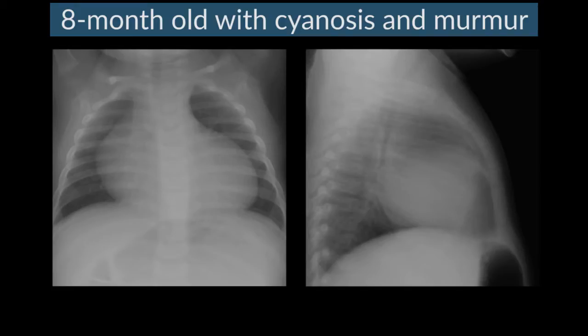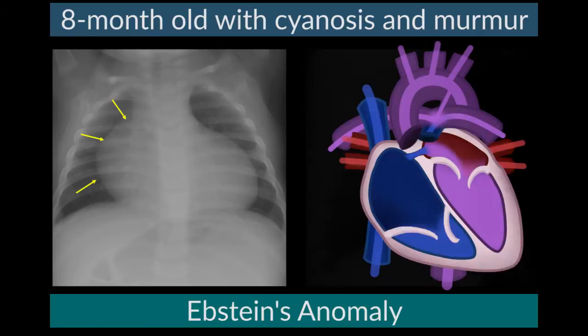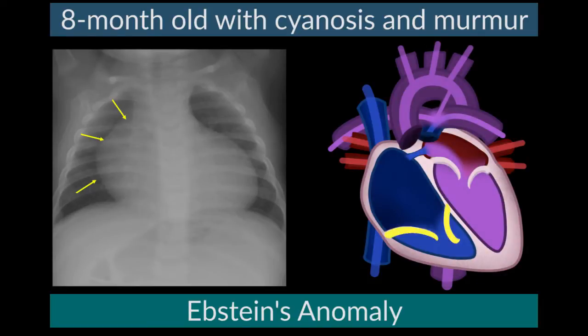Here, our first child, we have an 8-month-old who presents with cyanosis and a murmur, and we see that there is diffuse cardiomegaly, but specific enlargement of the right atrium. The atrium is bulging laterally, and on the lateral view, we can see that the right atrium also extends behind the trachea. This is a congenital abnormality of the tricuspid valve with enlargement of the right atrium, atrialization of the right ventricle, and often associated with decreased pulmonary vascularity.